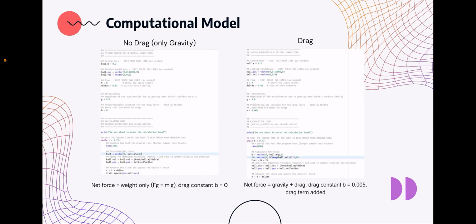I created two GlowScript models using the same initial conditions from Tracker. On the left is the no-drag model. The only force acting here is gravity, so the net force is mass times gravitational acceleration, and the drag constant is set to 0. On the right is the model with drag. Here I added the drag force term using a drag constant of 0.005. That means the net force becomes gravity plus the drag force, which opposes motion. These two setups let me directly compare how including air resistance changes the predicted trajectory.